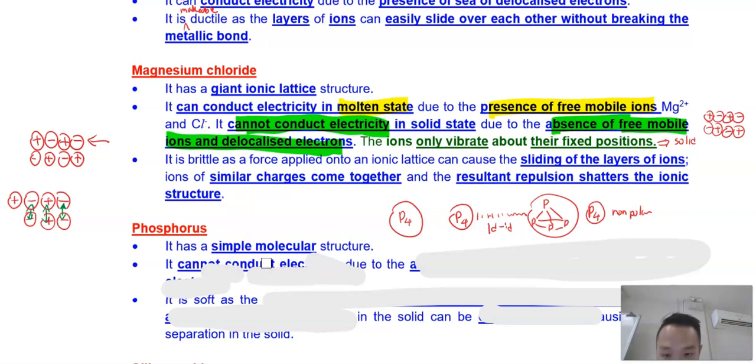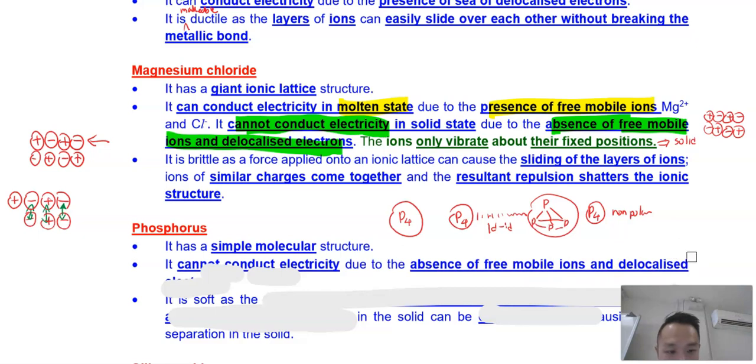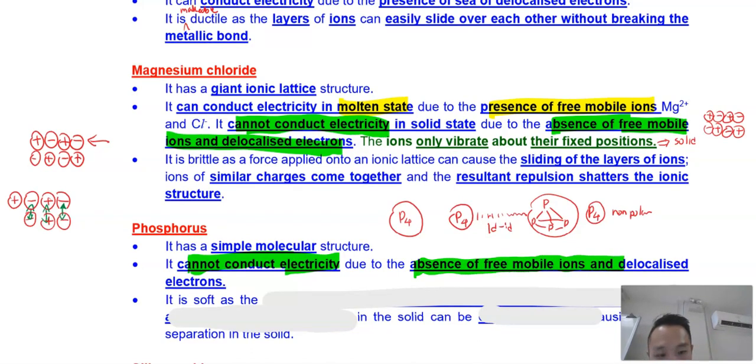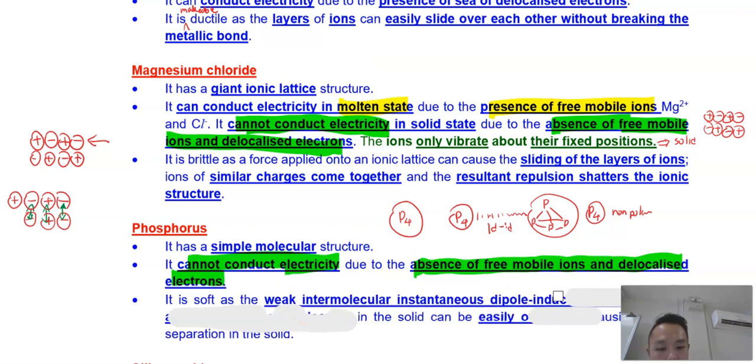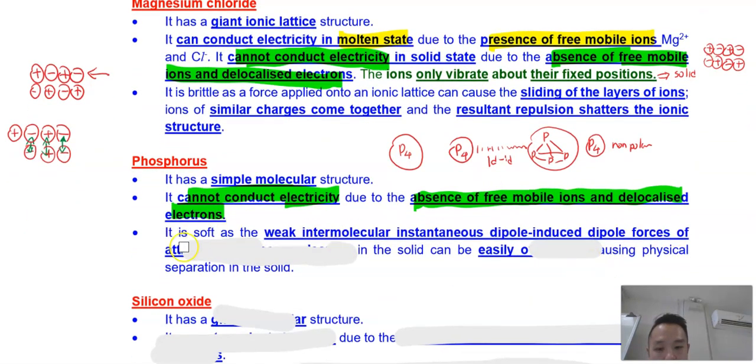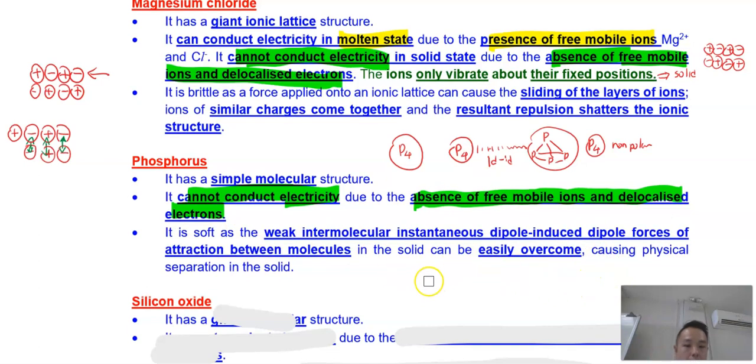It cannot conduct electricity because of the absence of free mobile ions and delocalized electrons. You can see it's the same phrasing. When we want to say that something cannot conduct electricity, we talk about there being no free mobile ions and no delocalized electrons. Why is it soft? As I mentioned, the weak ID can be easily overcome using a physical force. Therefore, it's easy to move your P4, and that's why the solid appears soft. It requires less energy due to the weak intermolecular ID.